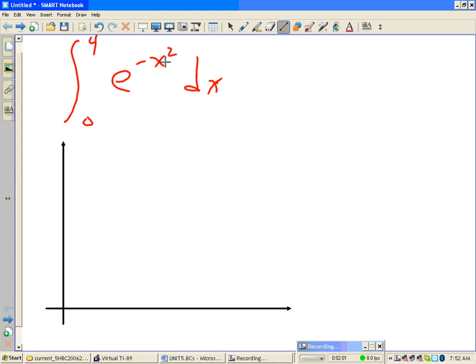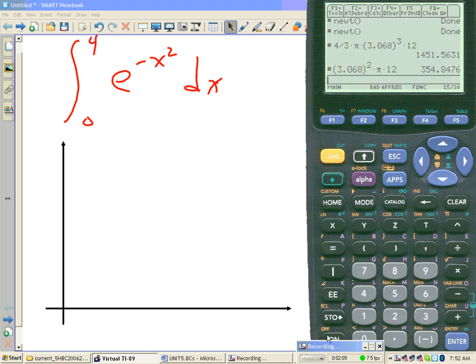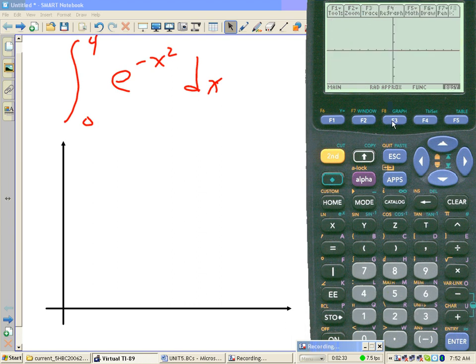Okay. Now, e to the negative x squared, what does it look like? Well, let's just graph that. All right, turn it on, go into y equals, take e to the, which is diamond x, right? And it's a negative x squared. Enter. And then how about a zoom 4, just make sure. I think I'm in zoom 4 already. And there it is. So it's that bell-shaped curve from statistics.